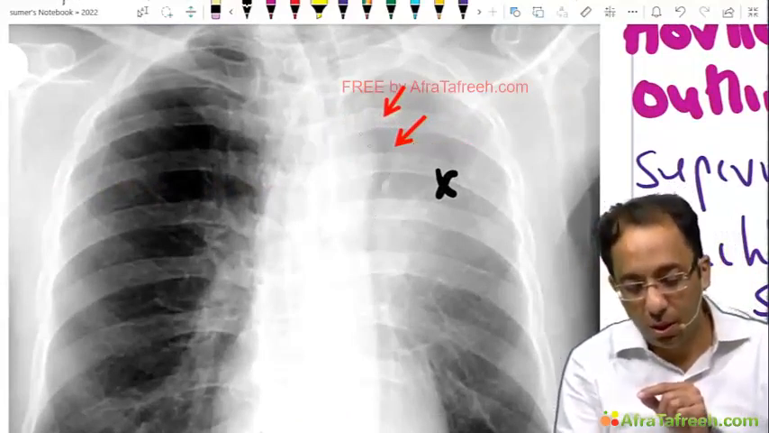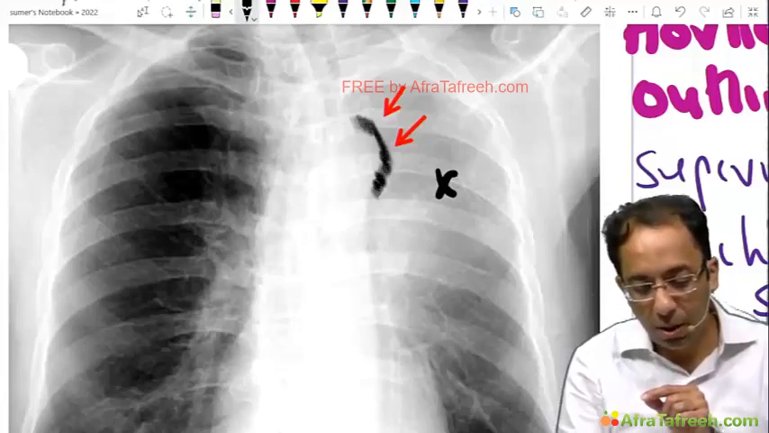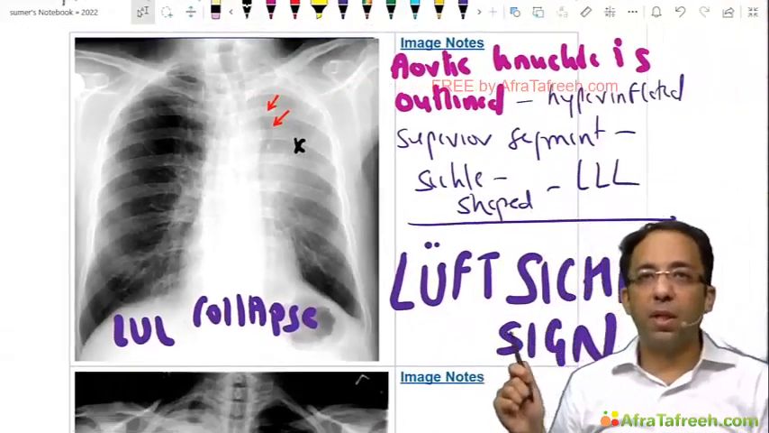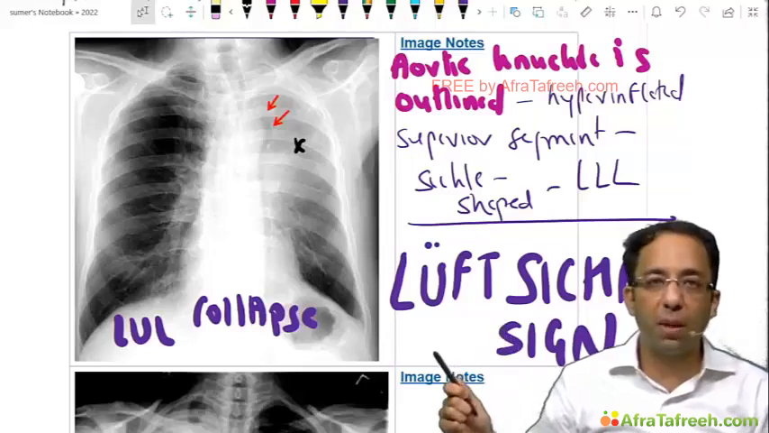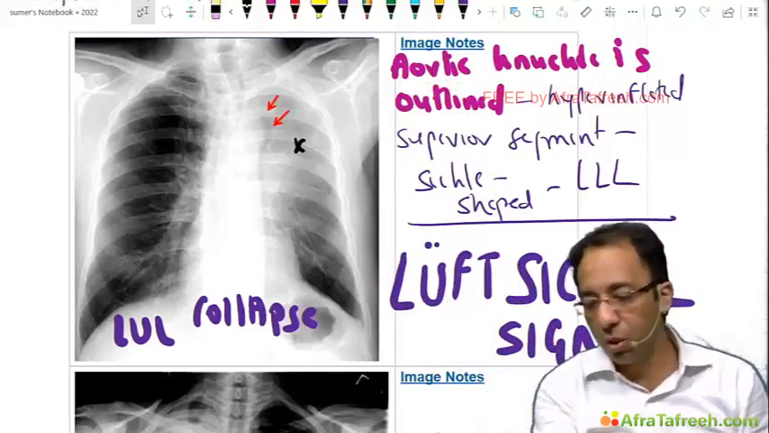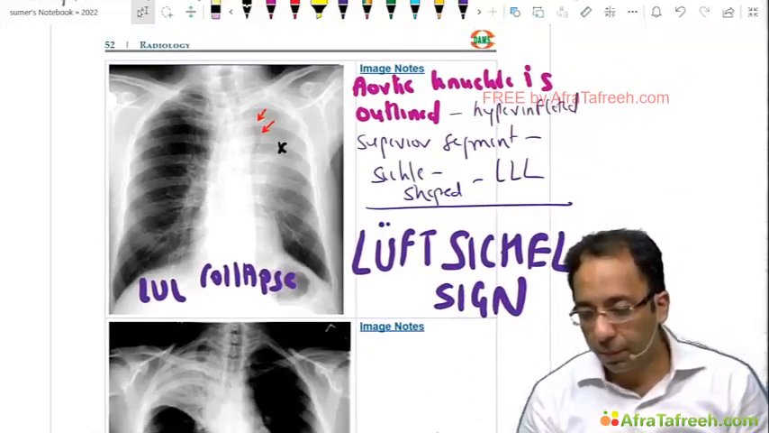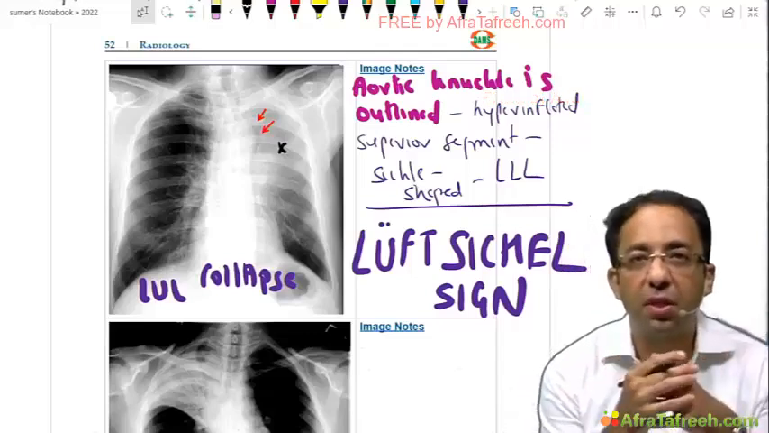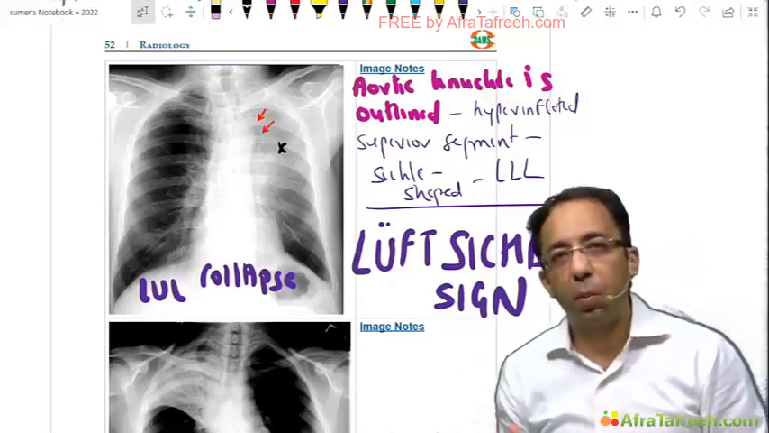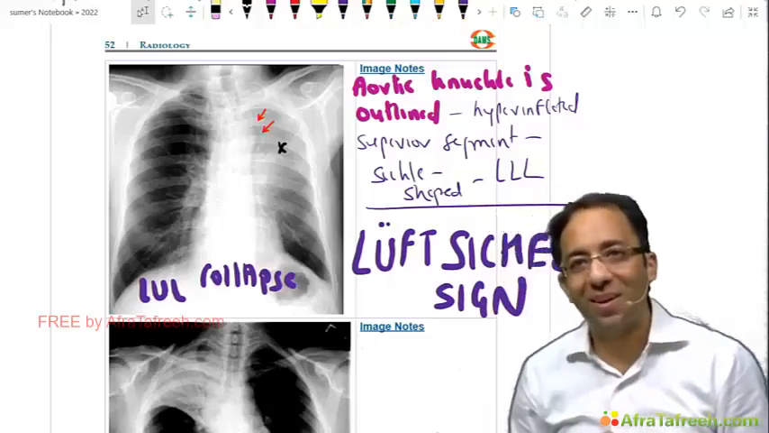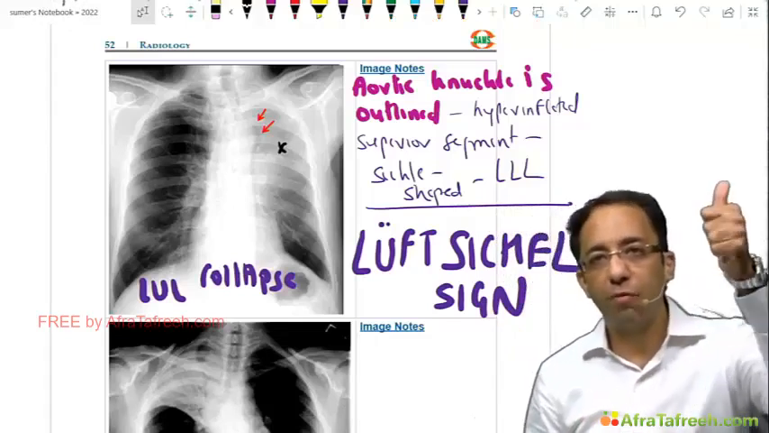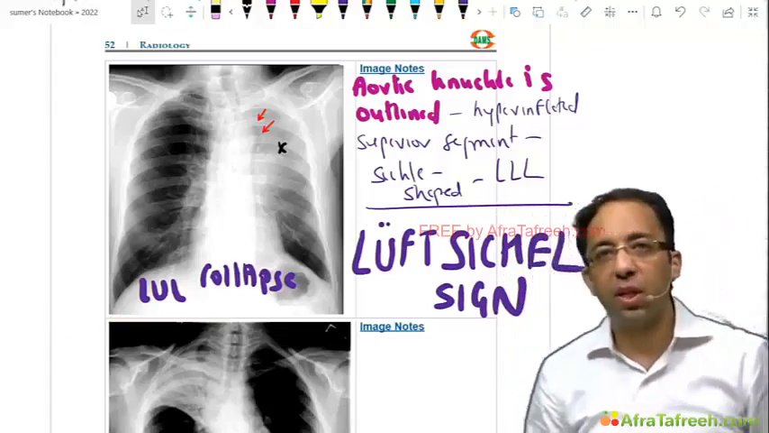Can you see this? A sickle-shaped air shadow outlining the aortic knuckle, which is telling me that the superior segment of the lower lobe is hyperinflated and forming a sickle-shaped boundary to the aortic knuckle. That is called the Luft-Sichel sign. So this is how we differentiate a left upper lobe consolidation from collapse. A consolidation should obscure the aortic knuckle and the trachea will not be shifted. Here I can see an opacity, but I can see the Luft-Sichel, I can see the tracheal pull. I know this is left upper lobe collapse.